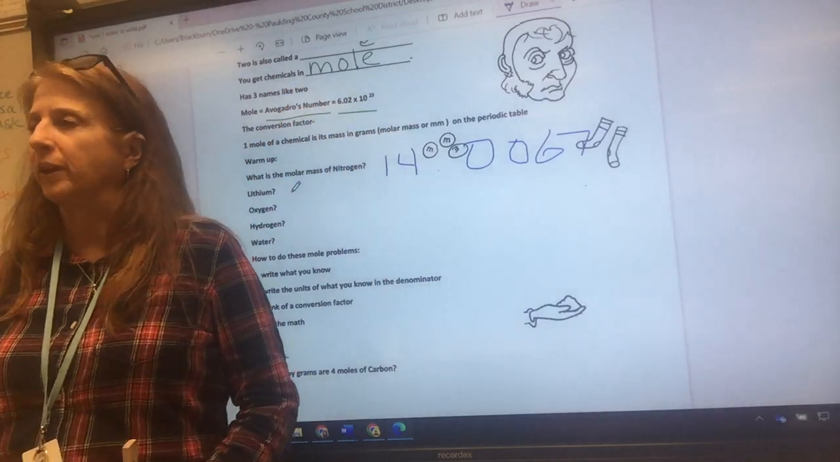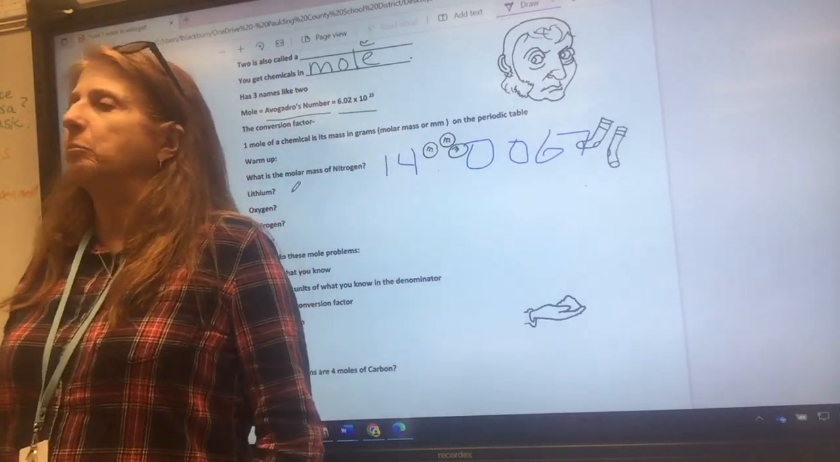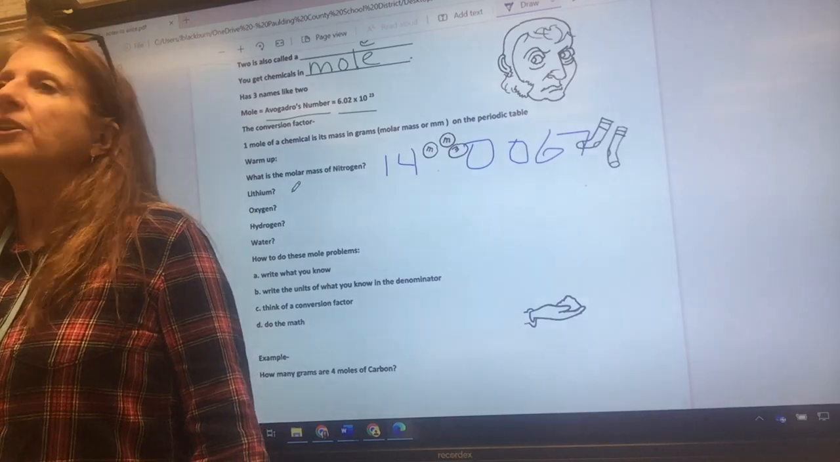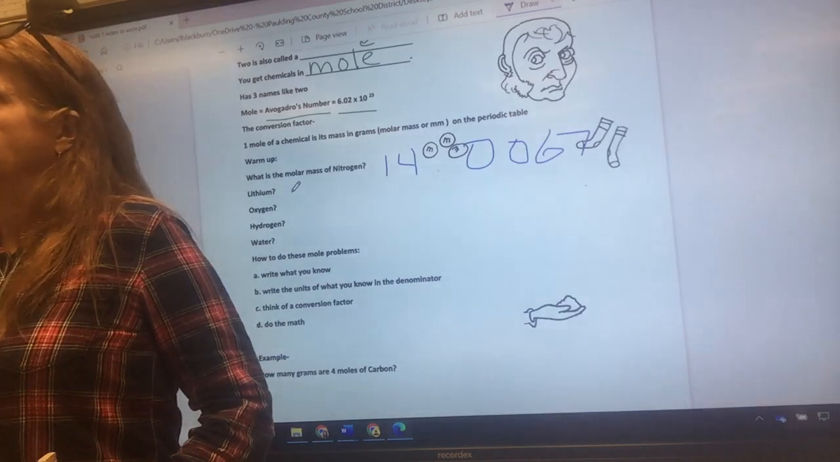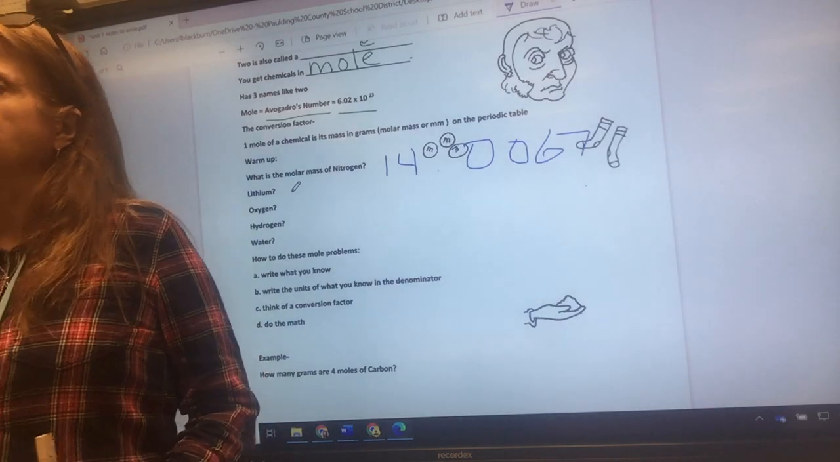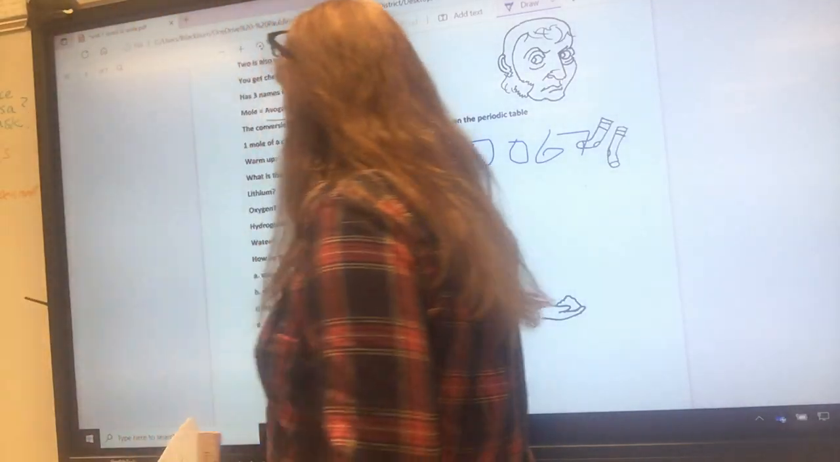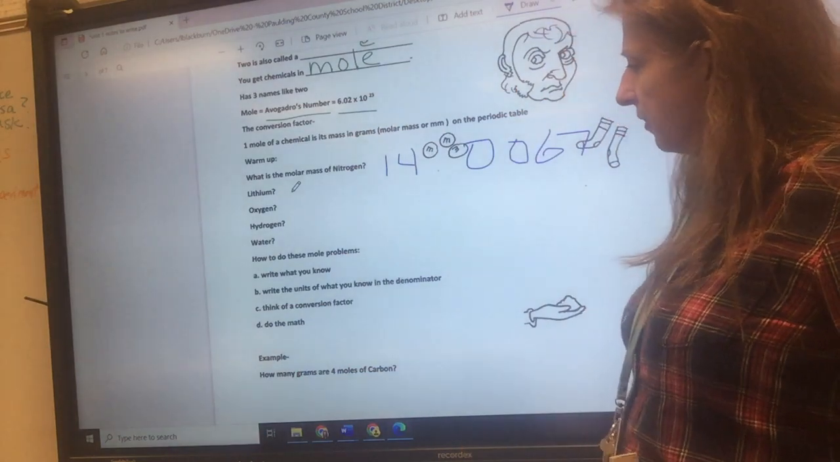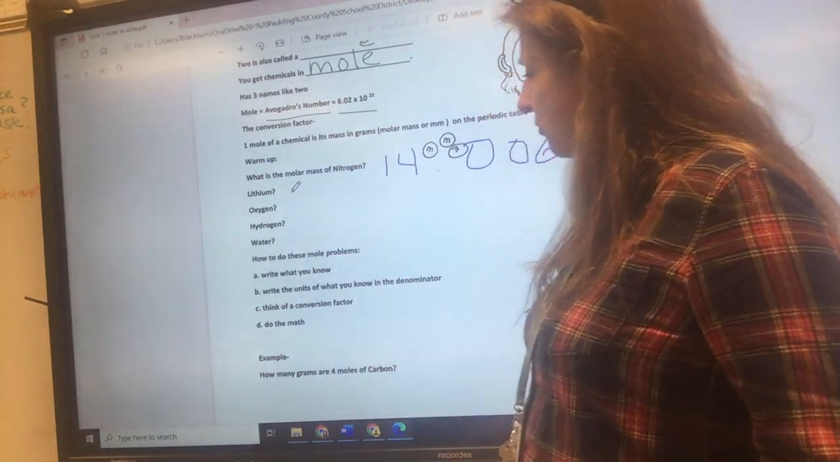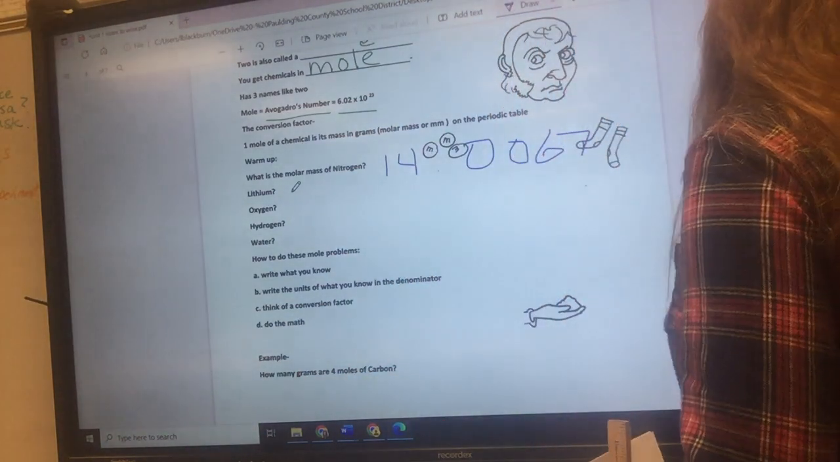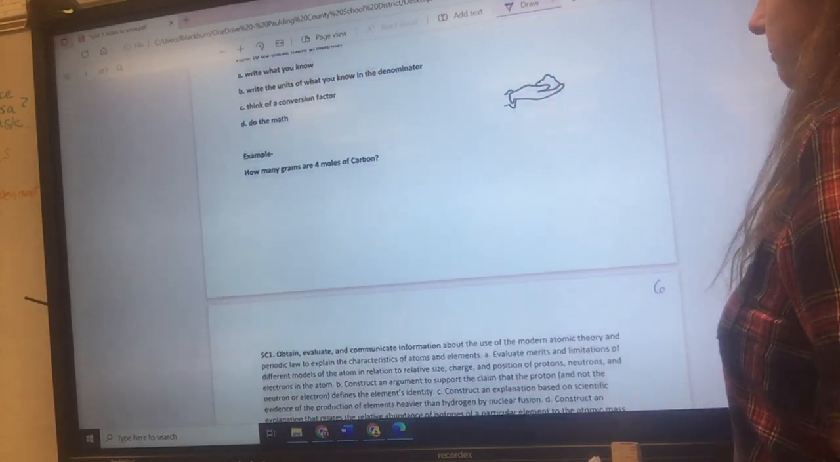And that would be that many molecules of water, 6.02 times 10 to the 23rd. Now, is it exactly that number of molecules? No, but close enough. Does that make sense a little bit? Okay. All right, so how do you do these mole problems? Write what you know, write the units of what you know in the denominator, think of a conversion factor, do the math.